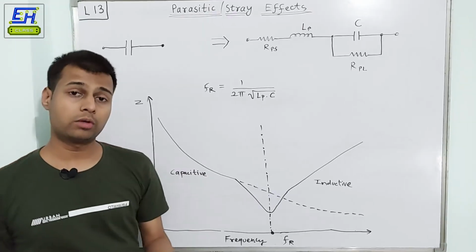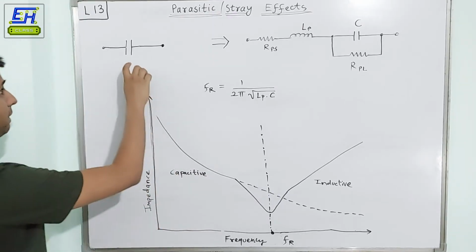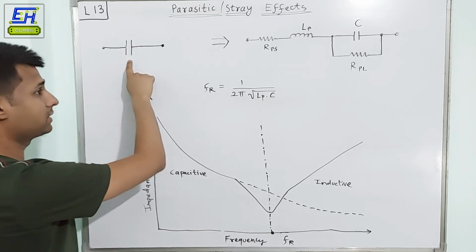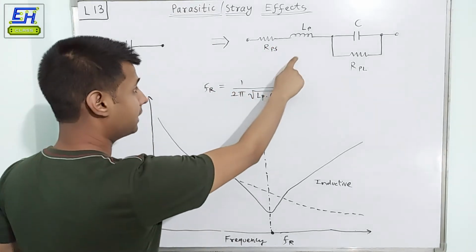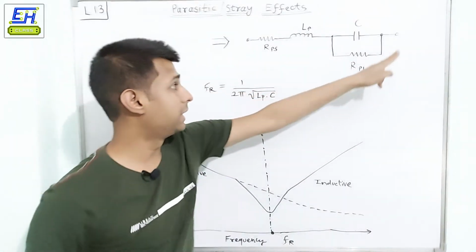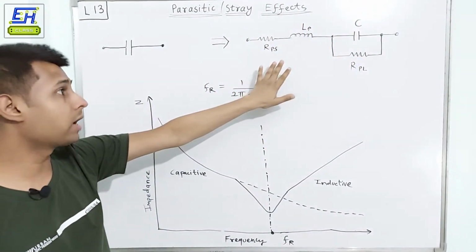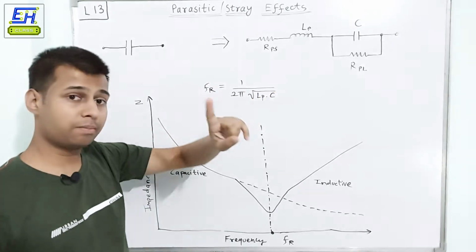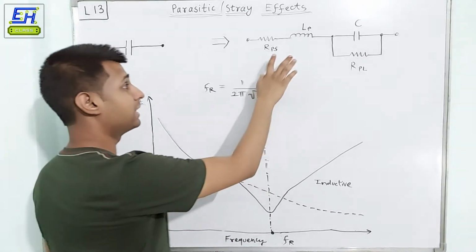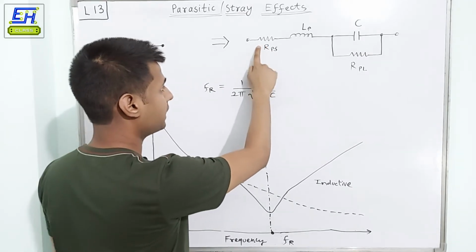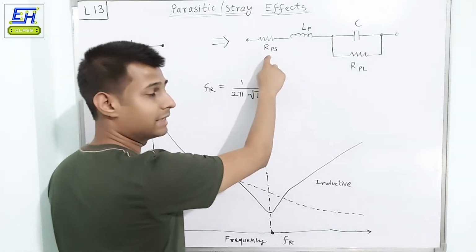So our second model is the practical model of a capacitor. Ideally the capacitor is denoted by this symbol, but in reality it is something like this. It is a complete network of these elements connected in a proper manner. Now here there are a couple of elements, but first let's see the parasitic resistive elements. This first one is the series parasitic resistance.